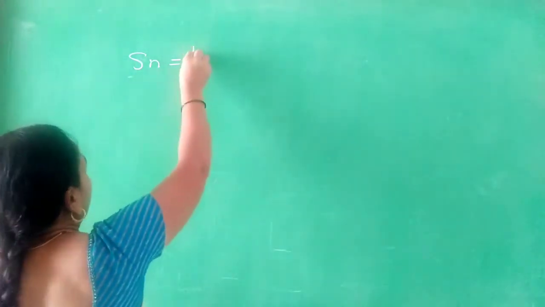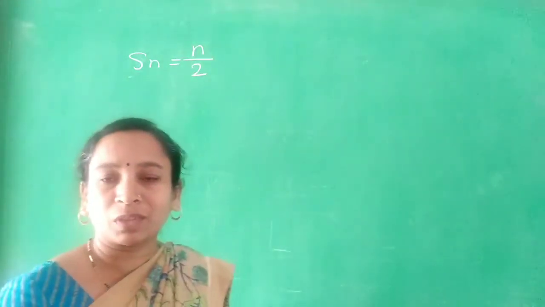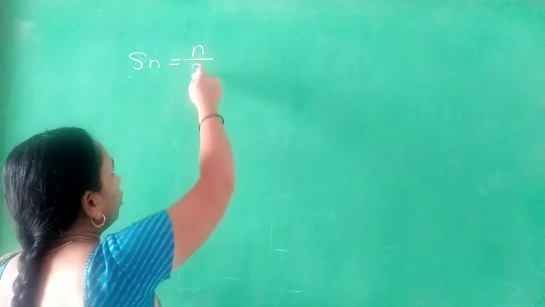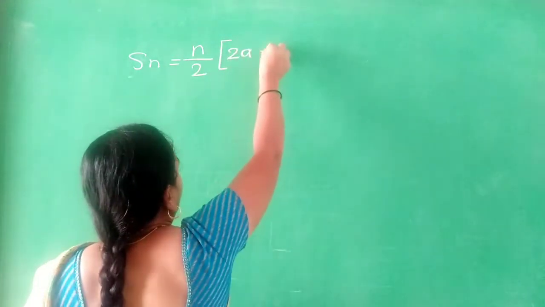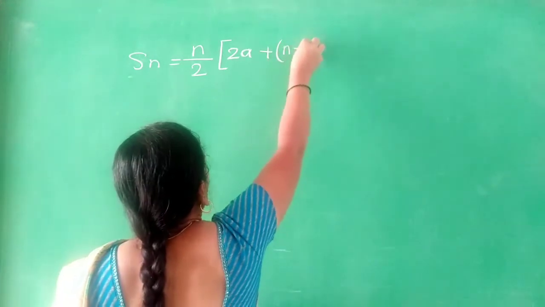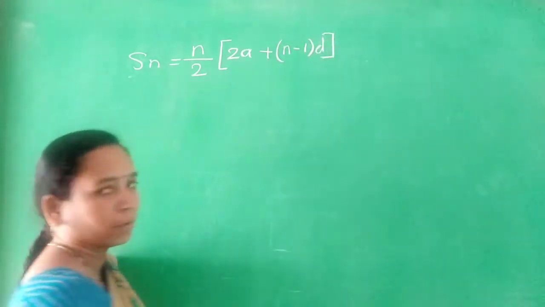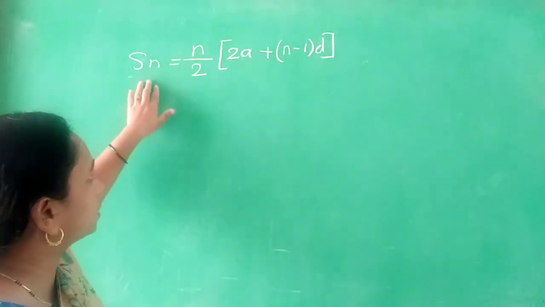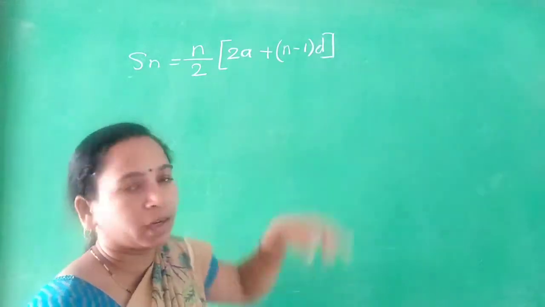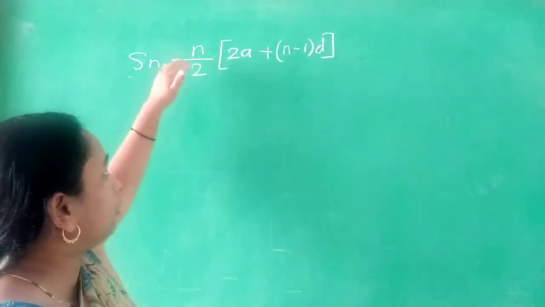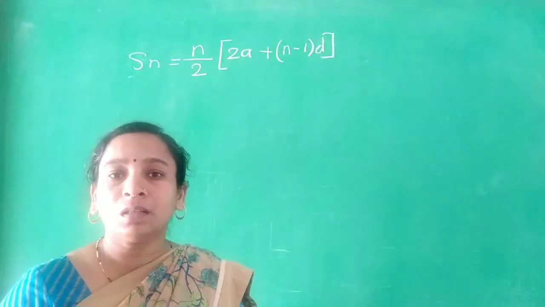So the formula for this: n upon 2, where n denotes the number of terms in the sequence, into 2a plus n minus 1 into d, bracket complete. So what is Sn's formula? Sn is equal to n upon 2 into 2a plus n minus 1 into d. Here n denotes the number of terms. How many terms are there in the sequence?